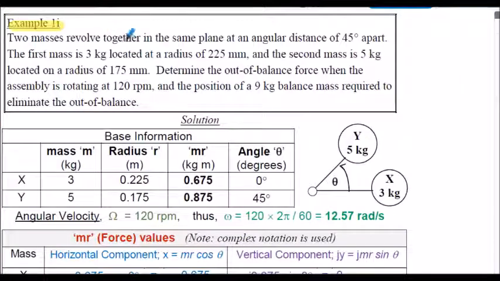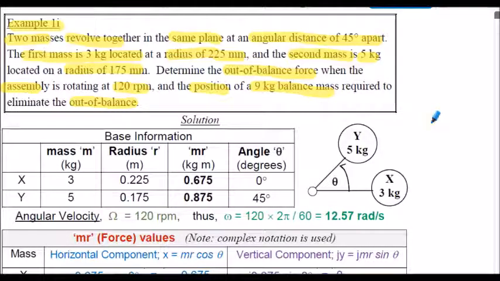So this is example 1i. We've got two masses that revolve together in the same plane, an angular distance of 45 degrees apart. The first mass is 3 kilograms, located at a radius of 225 millimeters, and the second mass is 5 kilograms, rotated at a radius of 175 millimeters. We've got to determine the out of balance force when the system is rotated at 120 RPM. And we've got to find the position, that's the radius, of where to put a 9 kilogram balance mass to eliminate the out of balance from our system.